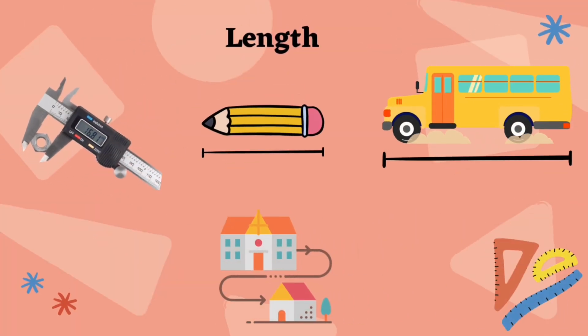Length is one of the most common measurements. When you measure the distance between places, your height, or the size of an object, you are measuring length. Length tells us how long, tall, or wide something is. We use different units depending on what we measure.